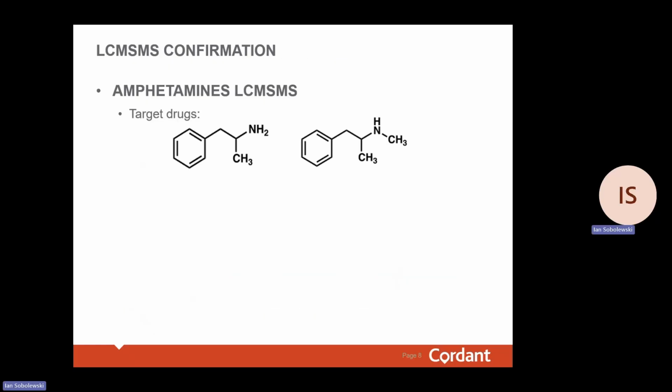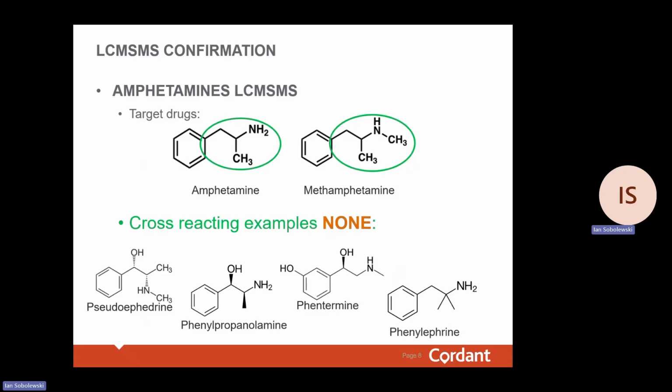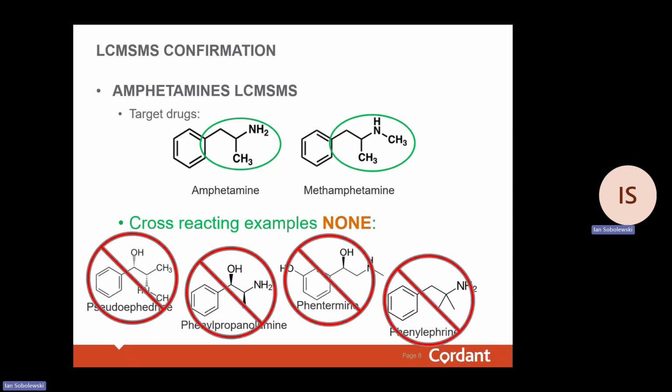Now, if we look at that previous slide, but through the lens of confirmations, here we're not looking for structural similarities, but differences. So now, which of the below or the previous examples would cross-react for methamphetamine or amphetamine in a confirmation result? None of them. Again, we're looking for the exact chemical structure in a confirmation, so there's not going to be any false positives on a confirmation test.